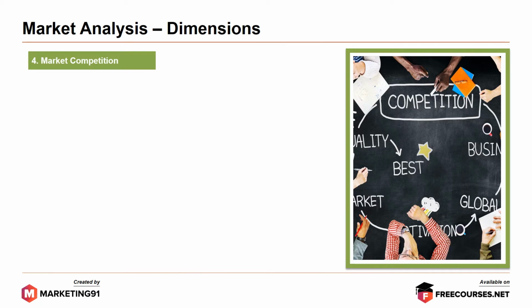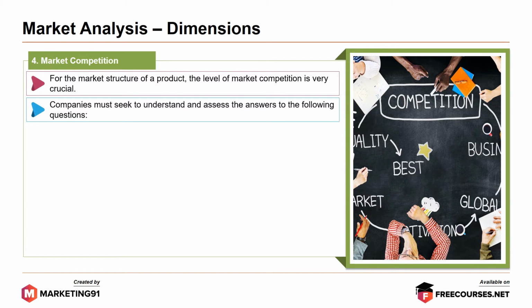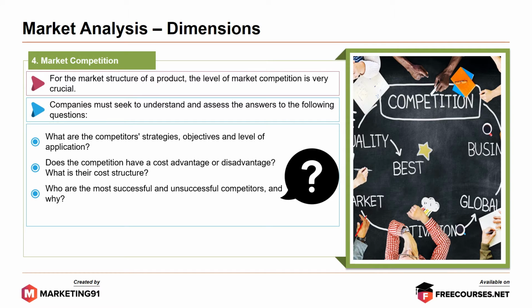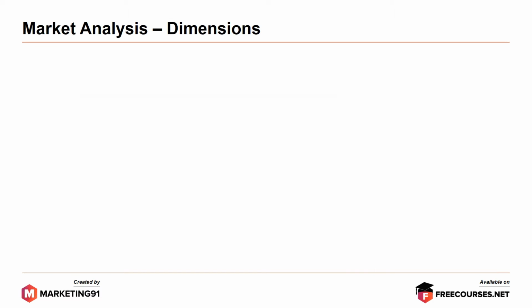Fourth, market competition. For the market structure of a product, the level of market competition is very crucial. Companies must seek to understand and assess the answers to the following questions. First, what are competitor strategies, objectives, and level of application? Second, does the competition have a cost advantage or disadvantage? What is their cost structure? Third, who are the most successful and unsuccessful competitors and why? What are the competitors' strengths and weaknesses? Answering the above questions will give companies clarity about market competition.